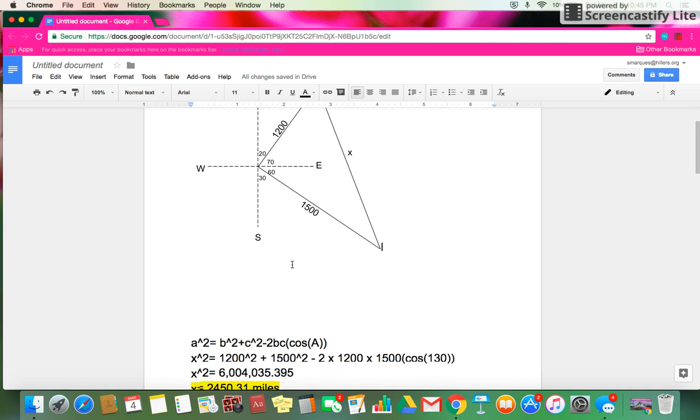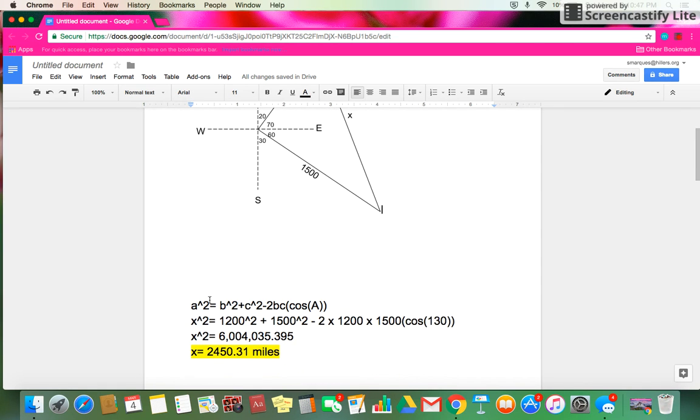So the cosine equation is going to be based off of a squared equals b squared plus c squared minus 2bc times the cosine of A. And then you're going to plug in the information you have where a squared is going to be x squared, this is what you're trying to find. And then b squared and c squared, or b and c, are going to be the sides you already have. And the capital A is going to be the 130 degrees, the angle that you found.